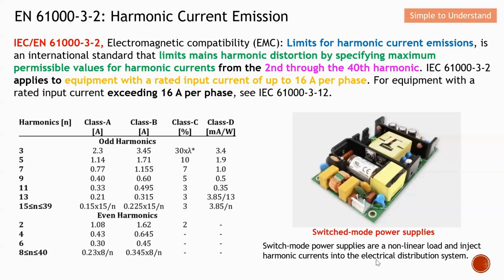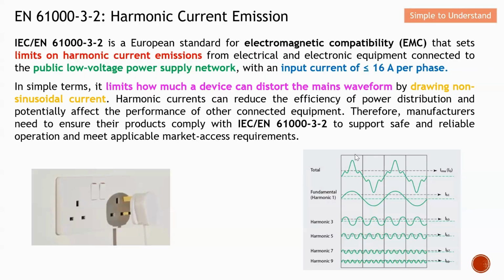So we need to do this test to ensure that we do not introduce harmonic current emission into the mains to disturb the rest of the devices that share our main power distribution. Let me further explain the harmonics.